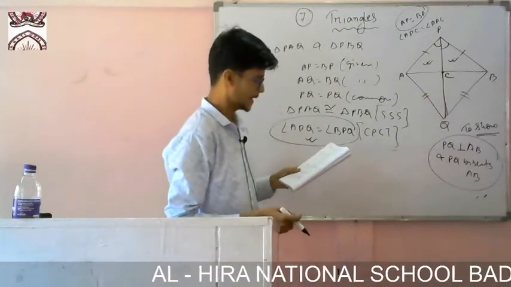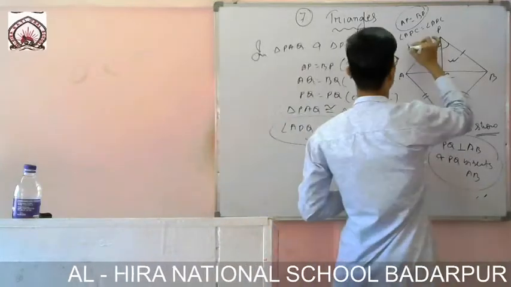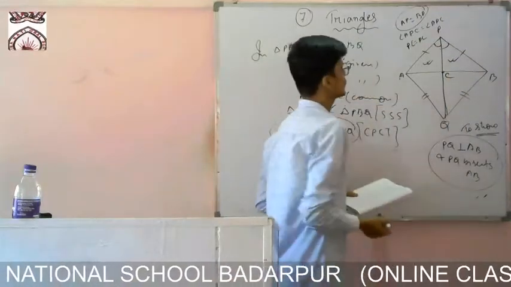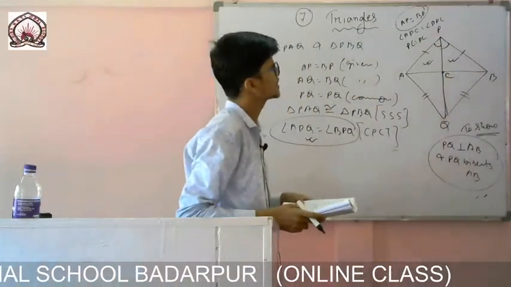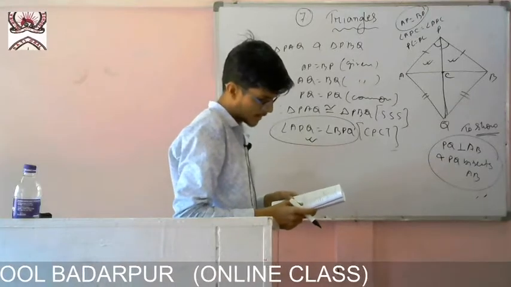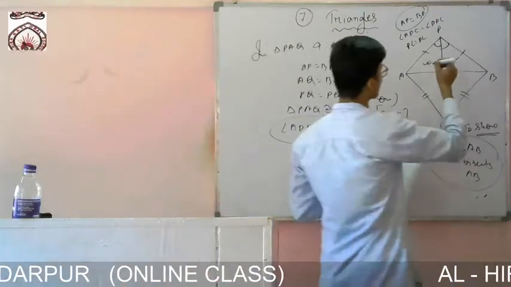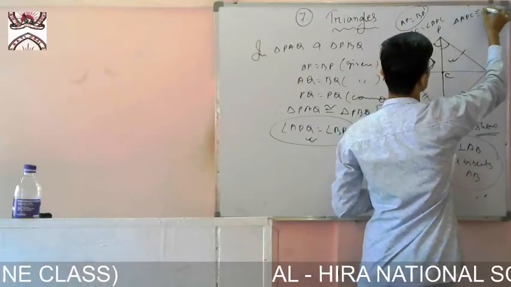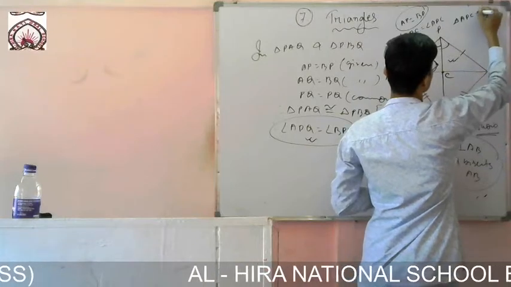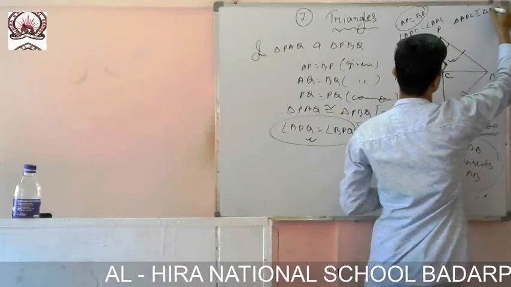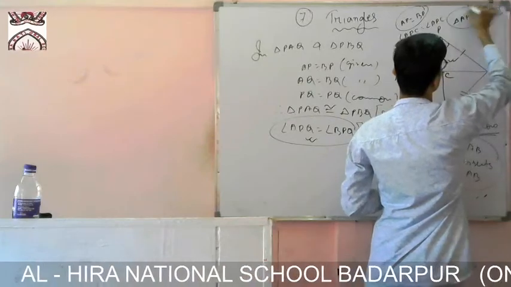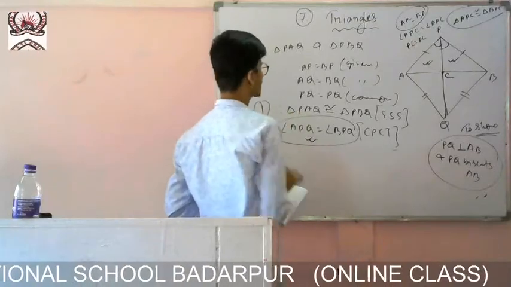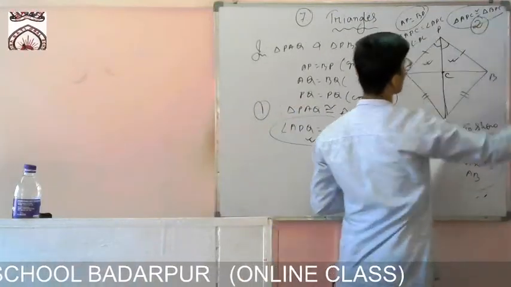And PC equals to PC, common. So again we have proved that these two triangles are congruent, and the postulate here I have used is side, angle and side. Okay, so what we have done, we have shown that triangle APC is congruent to triangle BPC. First of all, I have shown this triangle is congruent. Second, I have shown that triangle is congruent.